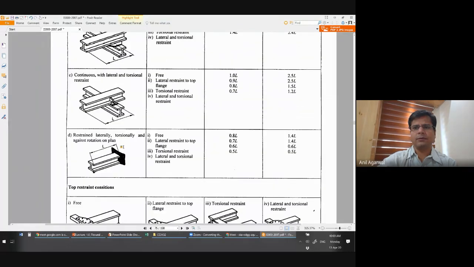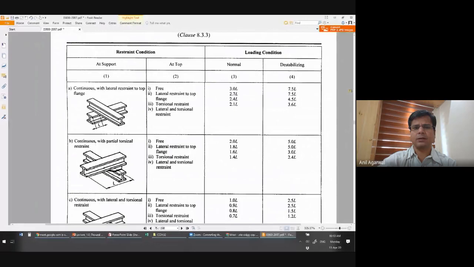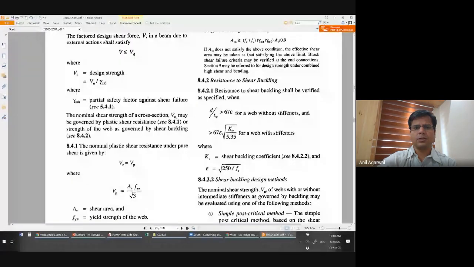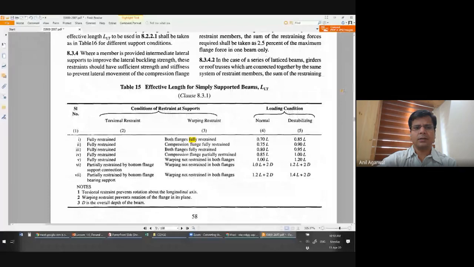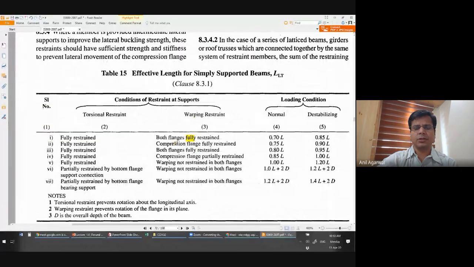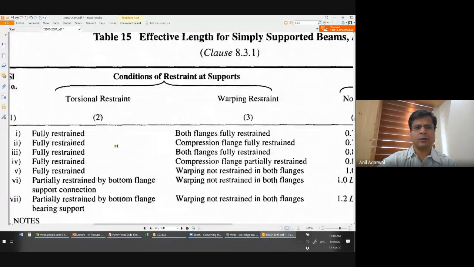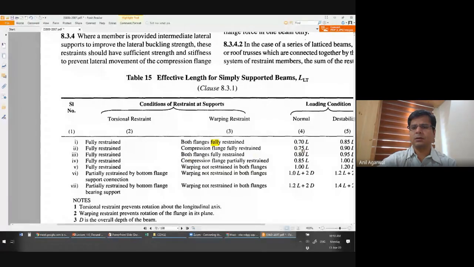And table 15 also had a mistake. Last time I had talked about it. If you see in table number 15, read the third column, that is warping restraint values written for the first row and the third row. The first row says both flanges are fully restrained, and the third row also says both flanges fully restrained. So basically the first row and third row are completely identical, but their corresponding effective length values are different. In the first row, the effective length is 0.7 L, but in the third row, the effective length value is 0.8 L. So there is a difference, and there is obviously a mistake here.